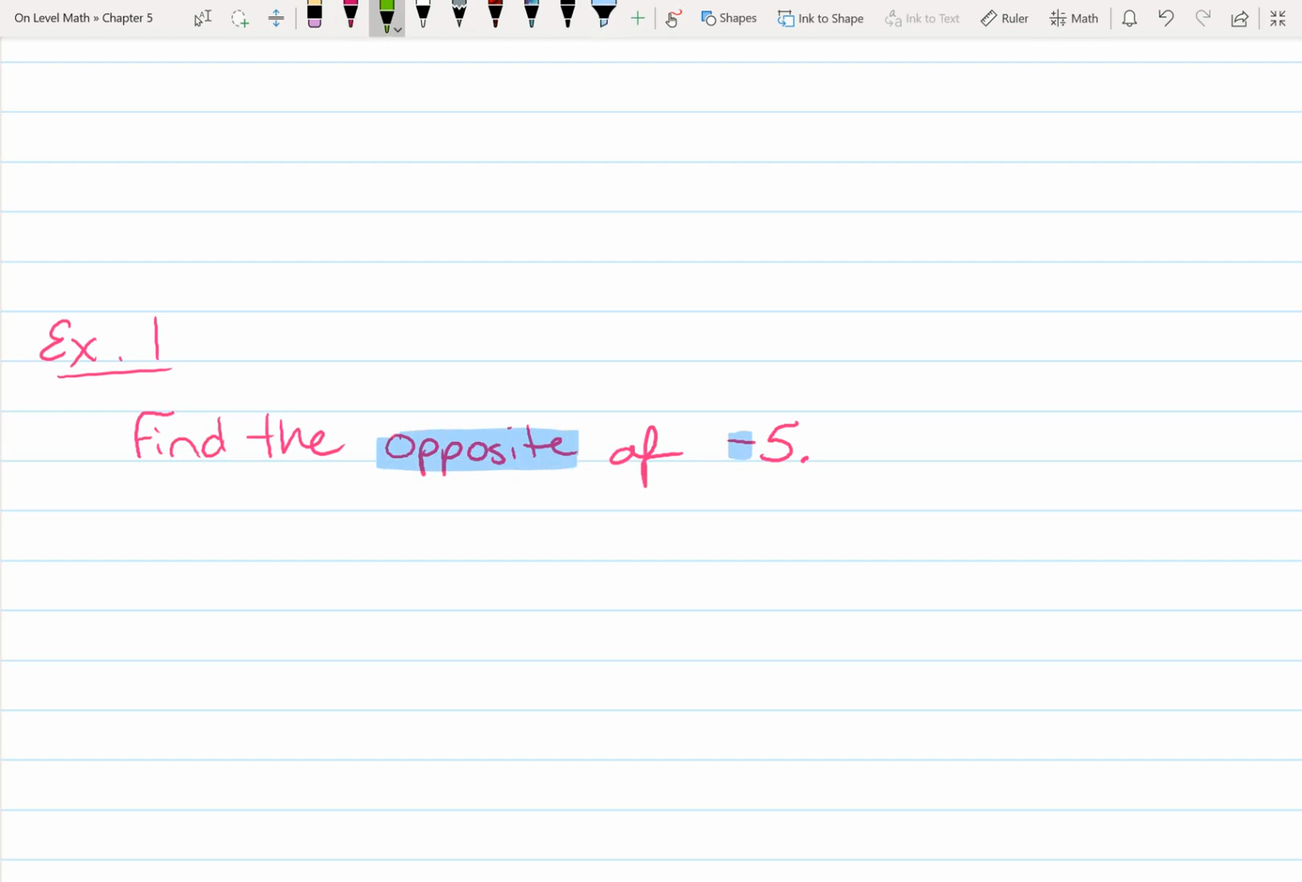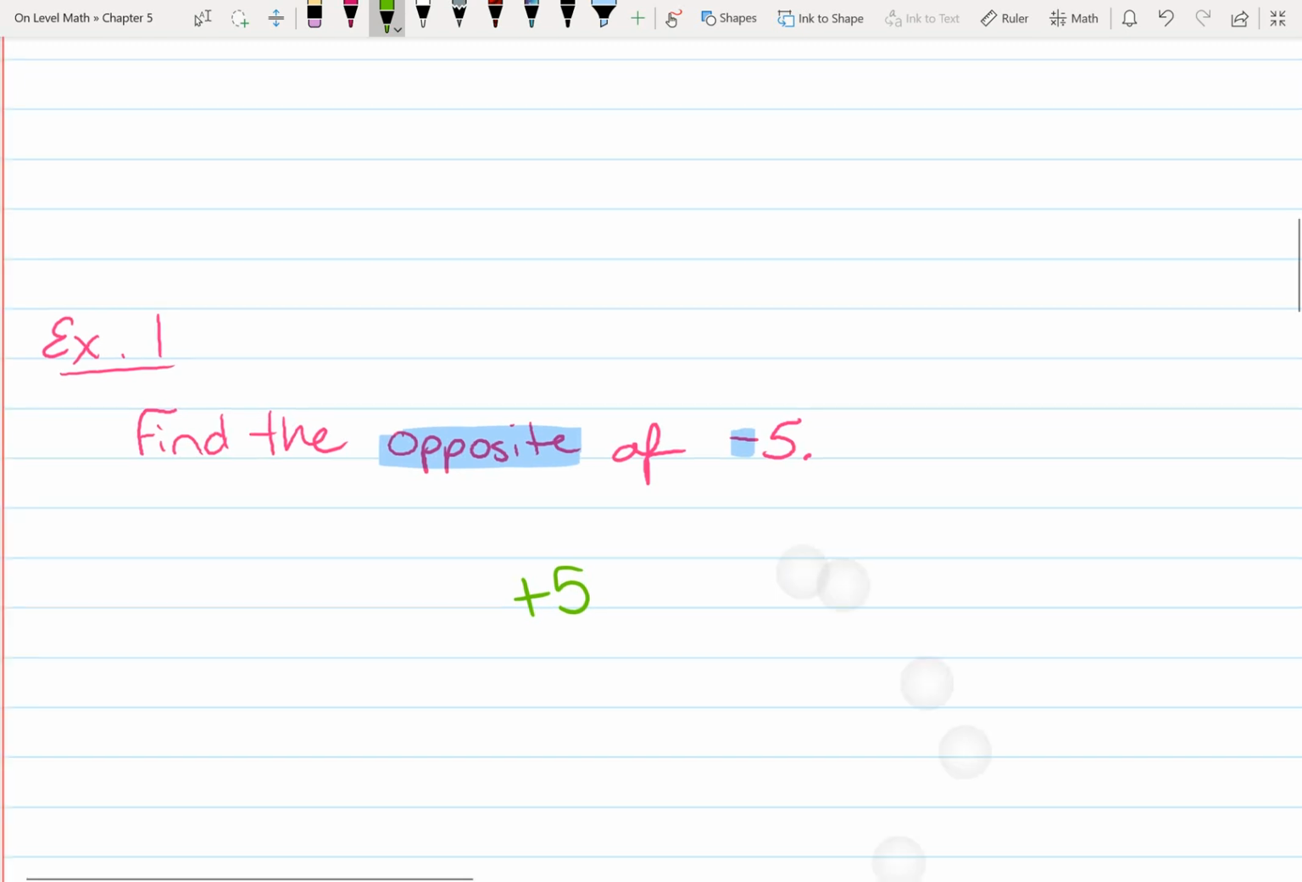Well, the opposite of negative is positive, so it's positive 5. Now remember, you don't have to put the positive sign there. You could just say 5, right? Because positive 5 and just 5, whether you write the plus sign or not, you know that it's positive.